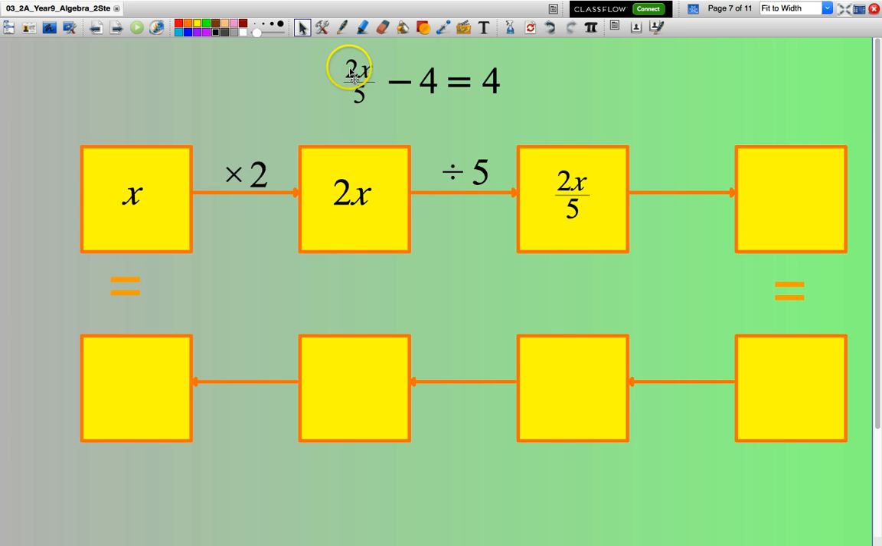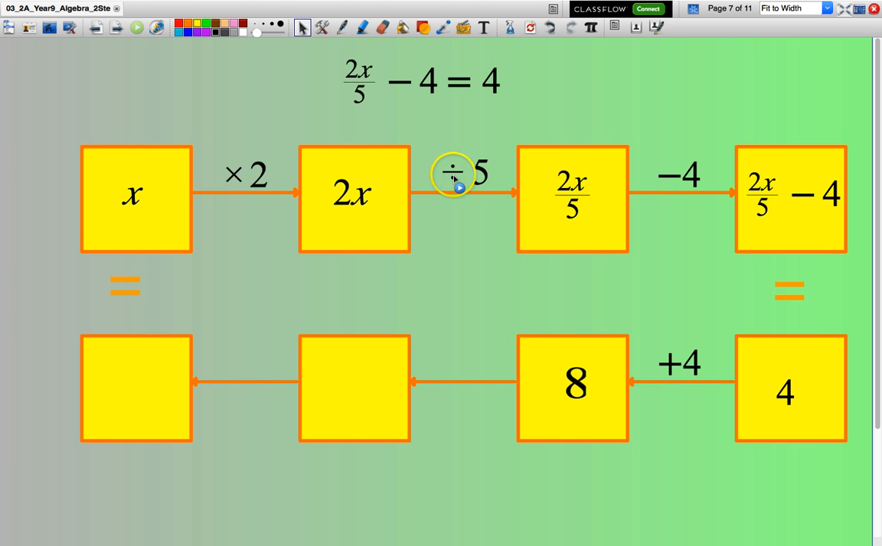Now what do I do to this 2x over 5? I subtract 4, giving me 2x over 5 minus 4. That equals what's on the left hand side of the equal sign, which we know equals 4. Now I need to work backwards, so the inverse operation of subtracting 4 is adding 4, which will generate 8. 4 plus 4 is 8.